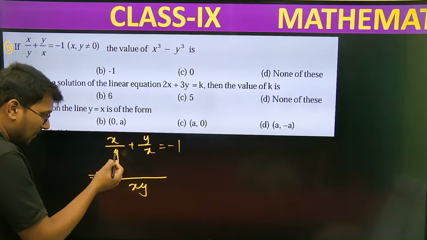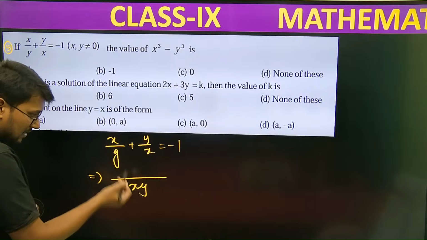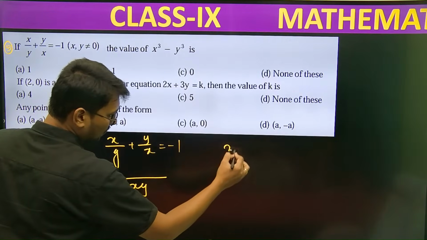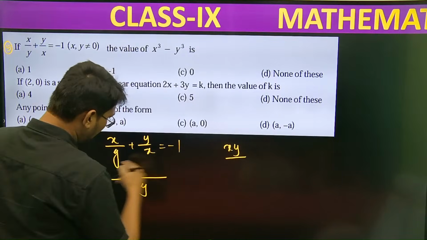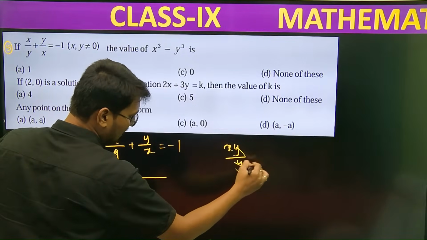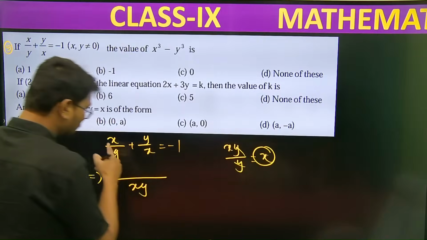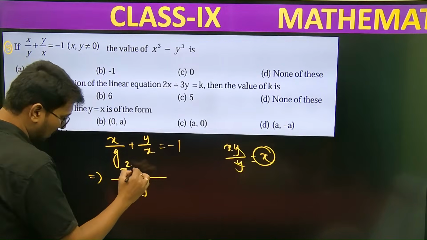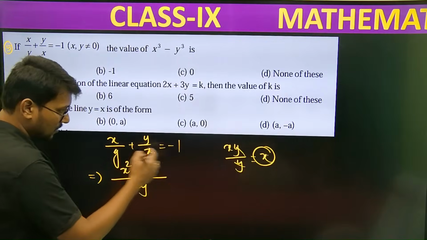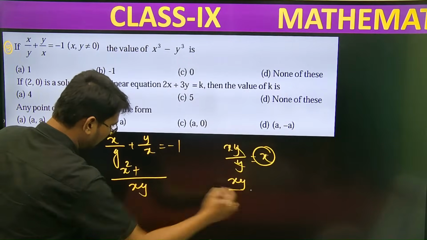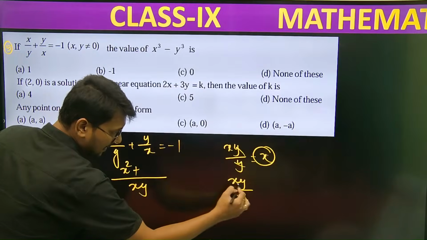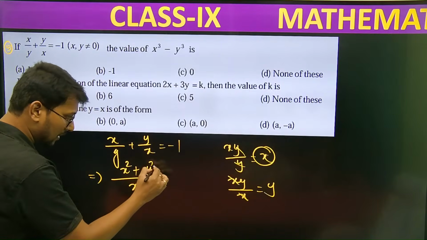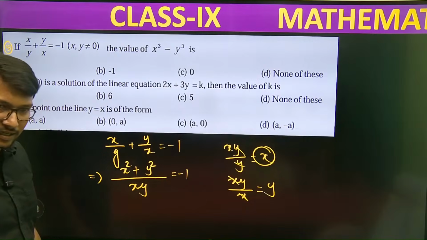Now LCM divided by which one? LCM divided by the denominator. xy by y is how much? xy is the LCM divided by the denominator y. y cancels, left x. So this x you should multiply with the numerator. x into x is x square, plus how much? Again xy divided by x. x cancels, left y. Multiply with y. So y into y is y square equals minus 1. Yes or no, everyone?